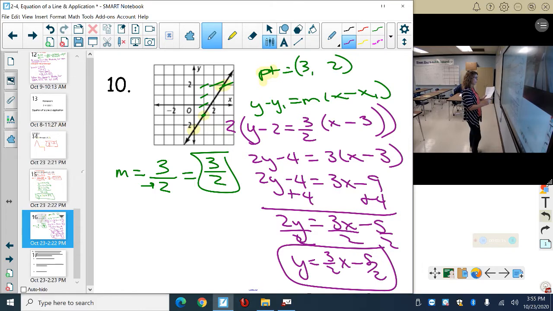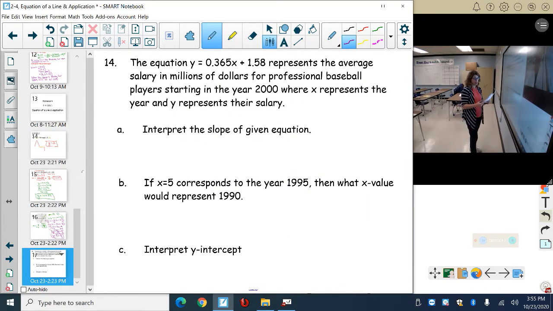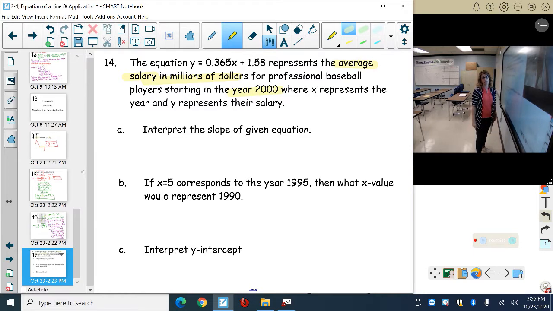Now, last concept. You have 3 of them. We kind of already did number 12 in class. You are going to do number 13 yourself, and we're going to talk about number 14. The equation y equals 0.365x plus 1.58 represents the average salary in millions of dollars for professional baseball players starting in the year 2000. X represents the year and Y represents the salary.